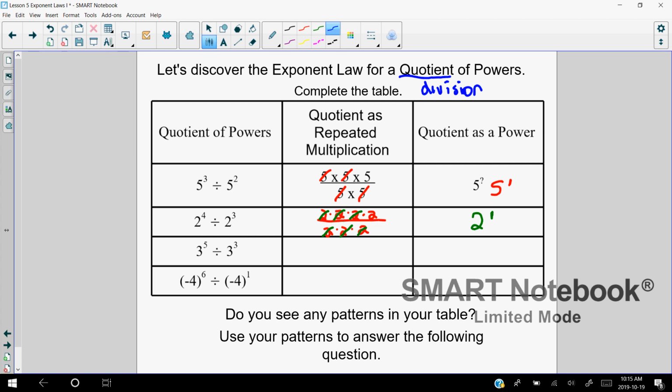Next one, I have 3 to the power of 5, 1, 2, 3, 4, 5, over 3 to the 3, 1, 2, 3. Cancel off what I can. I can cancel off 3 on the top and 3 on the bottom, and I'm left with 2 3s. So that's 3 to the power of 2.